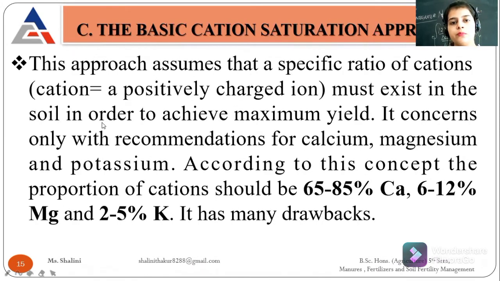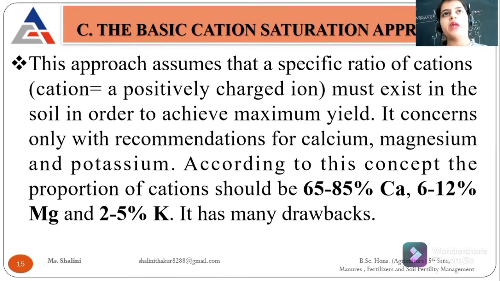Then next is the basic cation saturation approach. Cation means an ion which is positively charged. The main approach of this is to maintain the ideal ratio, and it directly considers the recommendation for calcium, magnesium, and potassium. Like in the proportion of cations, there should be 60 to 85% calcium, 6 to 12% magnesium, and 2 to 5% potassium.